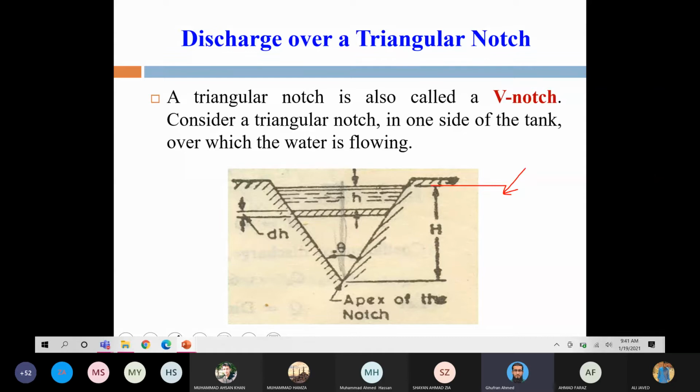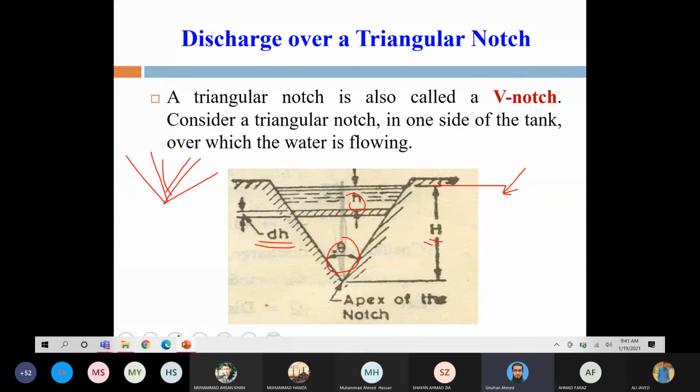Again, we are going to find its formula of discharge by considering a strip of thickness dh. The height of water above this strip is small h and the total height is H. Another factor here is the angle of the notch. How much is the angle? It can be 90, 45, 30, etc. So the discharge will include the factor theta as well.